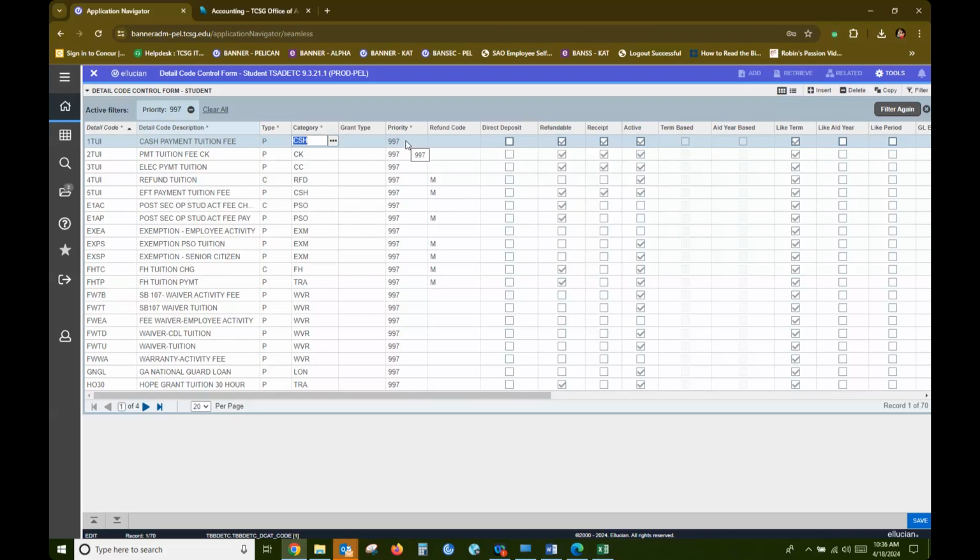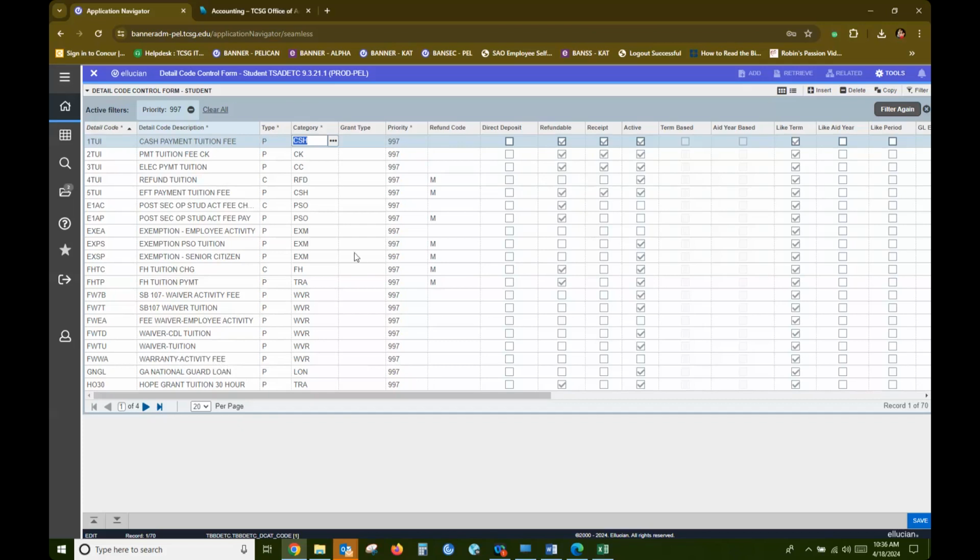So at this particular college, 997 is all tuition, except for this guy down here, right? So this is an employee activity code. And then you have an activity fee waived in here. So if we were to run application of payment, we could have the possibility of having a tuition payment apply to an activity fee charge, simply because we have the priority codes different. Each detail code should have its own priority code for the charge portion.